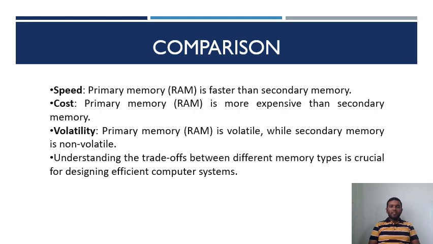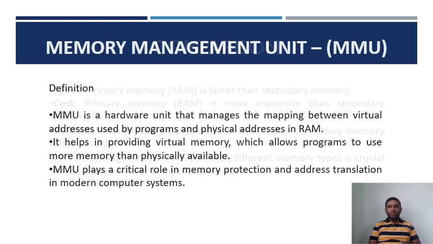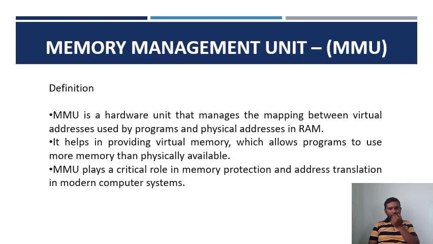Let us now look at the next slide, which is Memory Management Unit, the MMU. Let's look at its definition. This is a hardware unit that manages the mapping between virtual addresses used by programs and physical addresses in RAM. It helps in providing virtual memory, which allows programs to use more memory than physically available. MMU plays a crucial role in memory protection and address translation in modern computer systems.